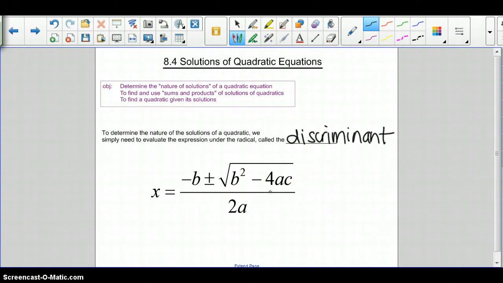Okay, so what are we talking about? To determine the nature of the solutions of a quadratic? Well, we worked with imaginary numbers and we worked with real numbers before. And it turns out that solutions to quadratic equations can be imaginary, they can be complex, they can be real, and there can be a combination of those. So we're going to look at the nature. What do they look like? What kind of solutions are we going to get from solving a quadratic?